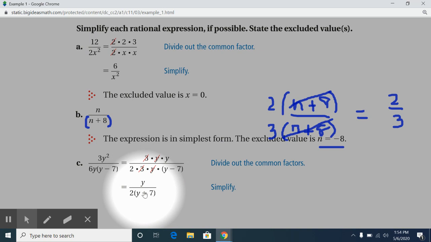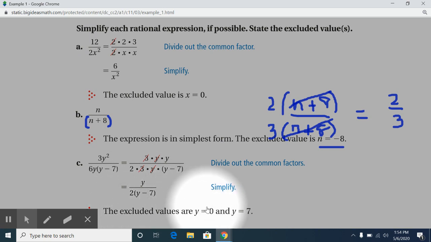Now, in this case, there were 2 excluded values. If we look at the original expression, what would make 6y equal 0? 0 would. What would make y minus 7 equal 0? 7 would. So this problem has 2 excluded values.